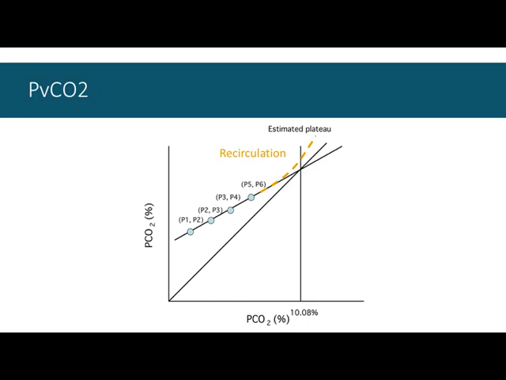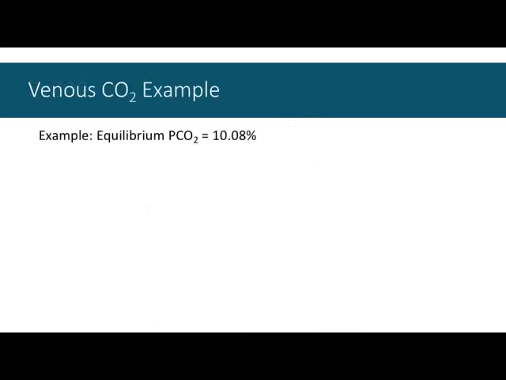So all we want is the point where these lines cross, the point where two subsequent points have the same percent CO2. That means the curve would have leveled off and there's no increase in CO2. They're at equilibrium. That point by this graph is 10.08%, and now I can take that and transform it just like I did for the arterial values. 10.08% is not concentration. It's not even partial pressure. So I need to figure out the partial pressure represented by that number before I can figure out contents.